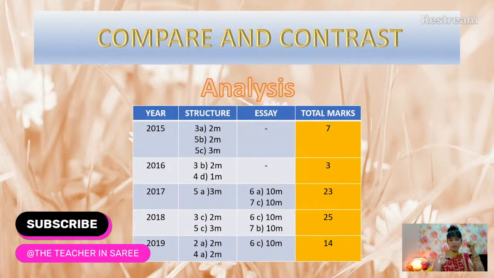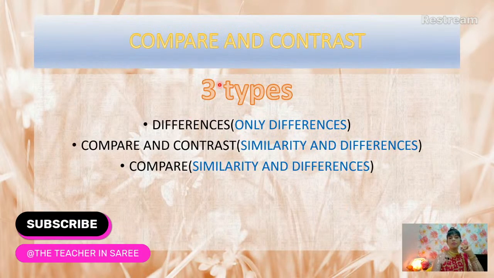We have to learn to know what they want and answer accordingly. Moving on. Based on my analysis of these 5 years, compare and contrast questions can usually be categorized into 3 types, but they are actually very similar. Sometimes the question asks only for the differences. When they ask only for the differences, you only have to give the differences. No similarity needed. But if they ask to compare and contrast, you have to give not only the similarity but also the differences.